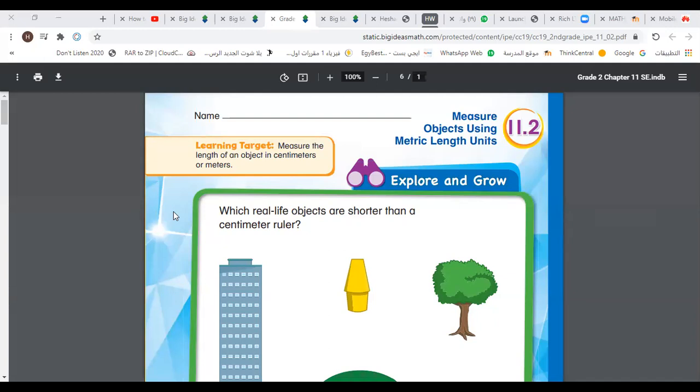Let's start our today's lesson. Our today's lesson is lesson number 2 in chapter 11. Measure objects using metric length units. Okay. Grade 2, if we have these objects, which real live objects are shorter than a centimeter ruler?